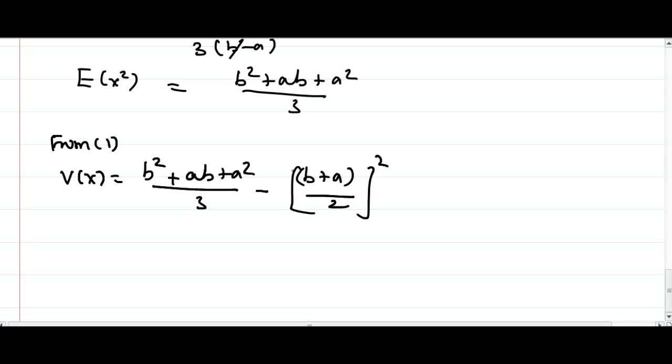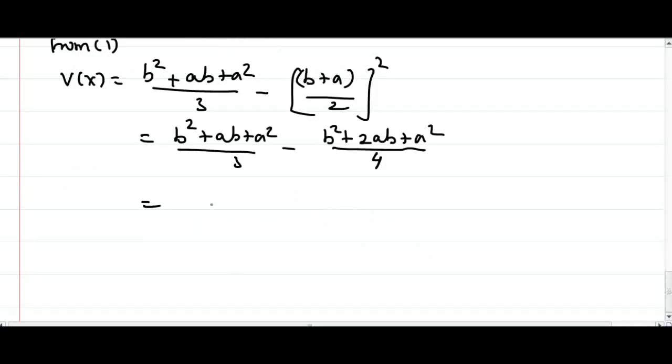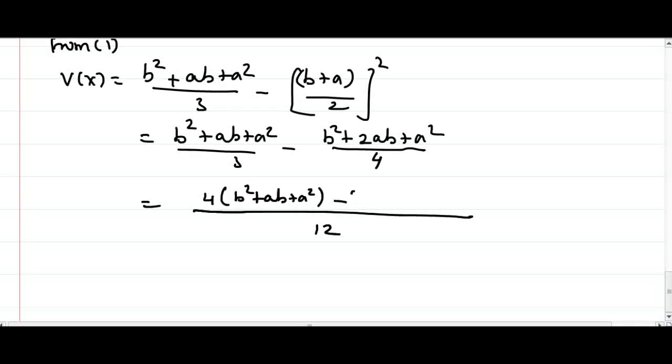Now how do we simplify these two terms? We have (b square plus ab plus a square) by 3 minus (a plus b) whole square by 4. Using the (a plus b) whole square formula, the numerator is b square plus 2ab plus a square, by 2 square, which is 4. Now we take the LCM, which is 12. So we get 4 into (b square plus ab plus a square) minus 3 into (b square plus 2ab plus a square).